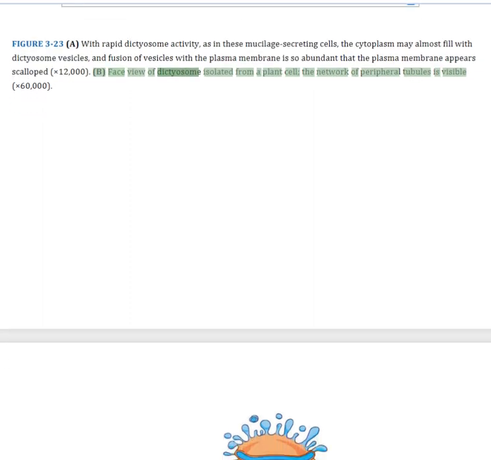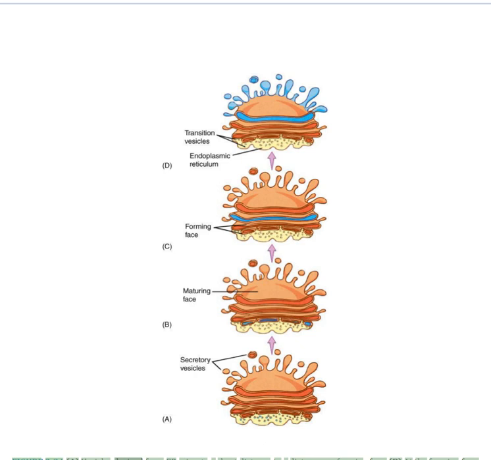Figure 3.23. With rapid dictyosome activity, as in these mucilage-secreting cells, the cytoplasm may almost fill with dictyosome vesicles, and fusion of vesicles with the plasma membrane is so abundant that the plasma membrane appears scalloped. Face view of a dictyosome isolated from a plant cell; the network of peripheral tubules is visible. Figure 3.24. Vesicles derived from ER migrate a short distance to a dictyosome forming face. At the forming face, the vesicles fuse into a new dictyosome vesicle, called either a vesicle or a cisterna. The cisterna moves through the dictyosome as more vesicles form on one side while other vesicles are released from the maturing face.